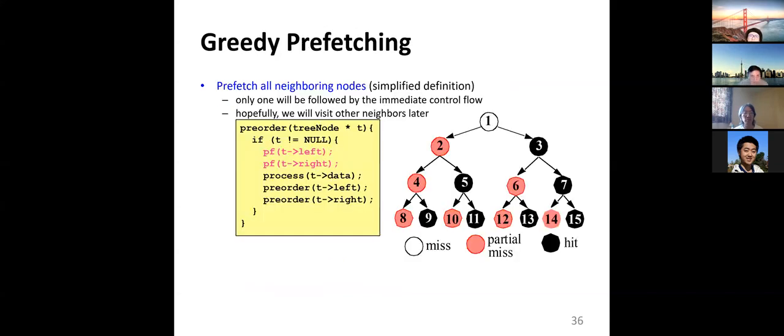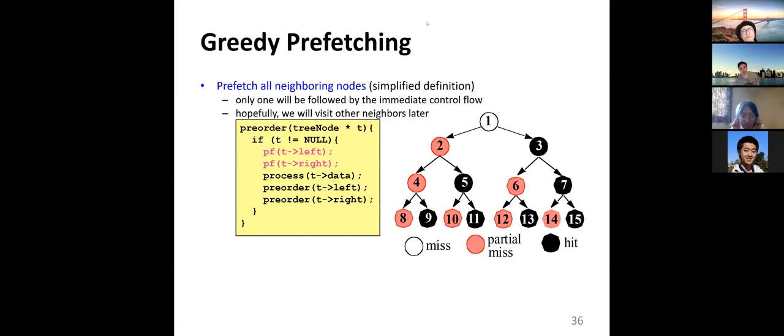Okay, let me show you greedy prefetching first. In a very simplified definition, we prefetch all neighboring nodes. Only one will be followed by the immediate control flow, and hopefully we'll visit the other neighbors later. So if you had a tree like that, before you process, you always prefetch left and right, both of them, before you go for processing the data. And you hope that you guess it correctly. Essentially I'm trying to guess where I'm going before going there, and hopefully that branch will be taken.